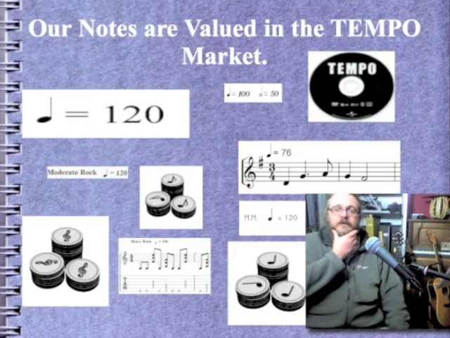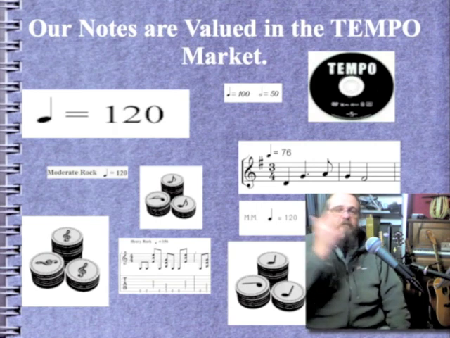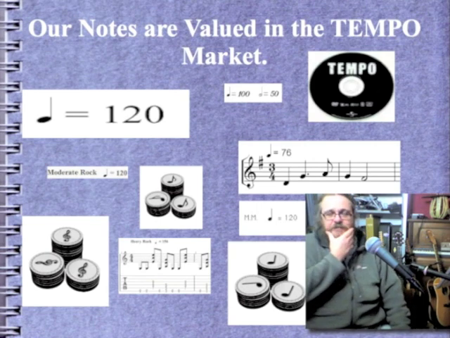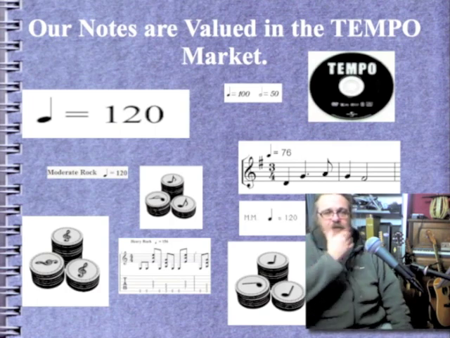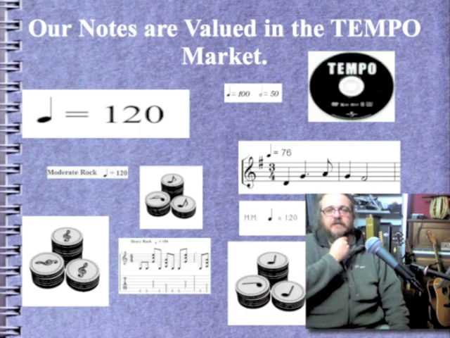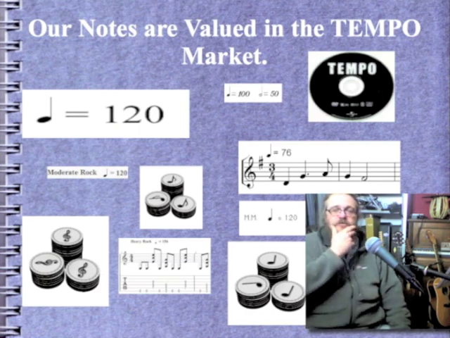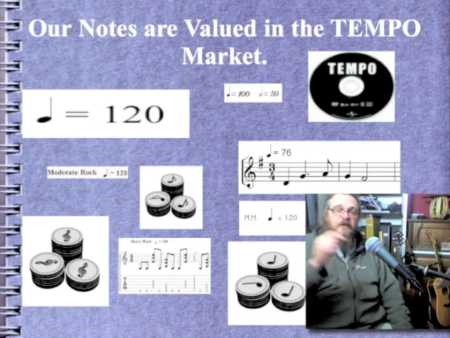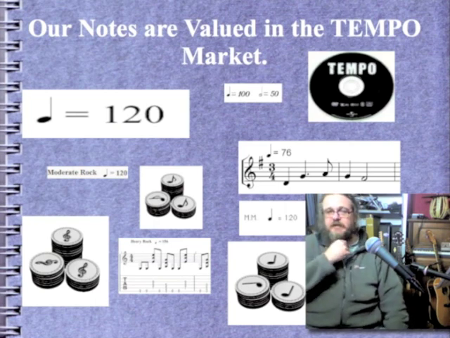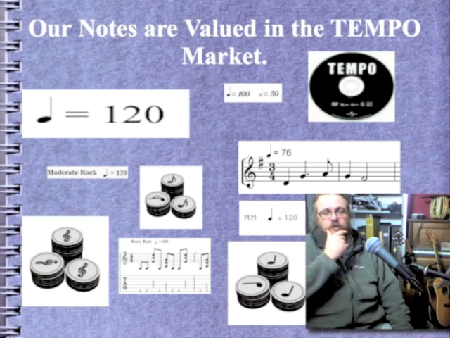Here we are. Your notes are valued in the tempo market. Here you see some valuations. Quarter note equals 120 beats per minute. A quarter note equals 100 beats per minute. A half note equals 50 beats per minute there. Moderate rock, quarter note equals 120 beats per minute.